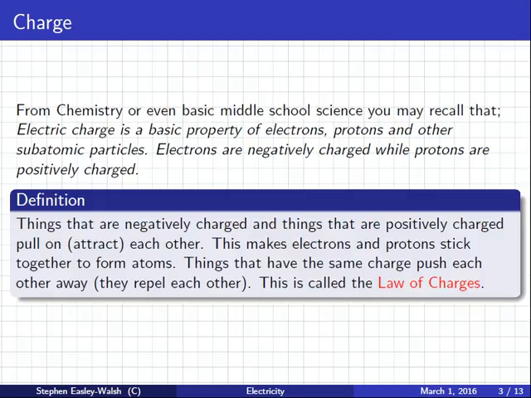This is called the law of charges. Simply put, like charges repel, opposite or unlike charges, which do you say in chemistry? Unlike or opposite? Opposite. So opposite charges attract. Like charges repel. But you would have done this in chemistry, right?